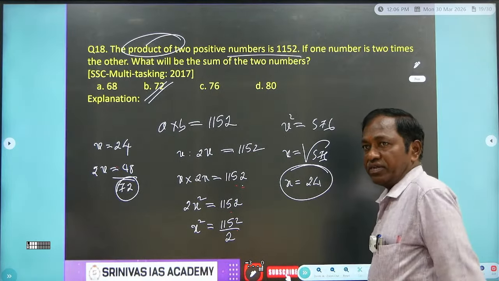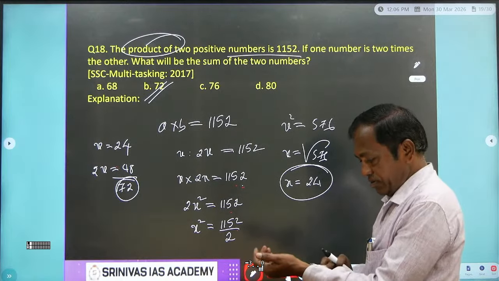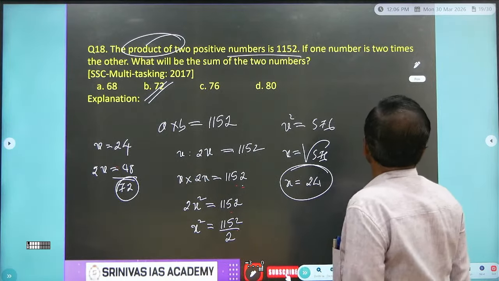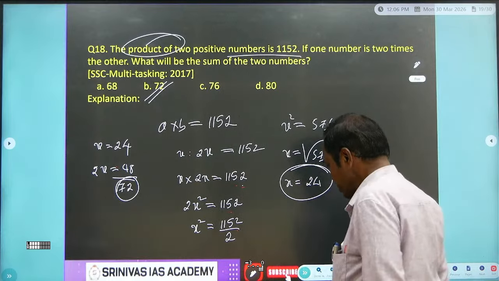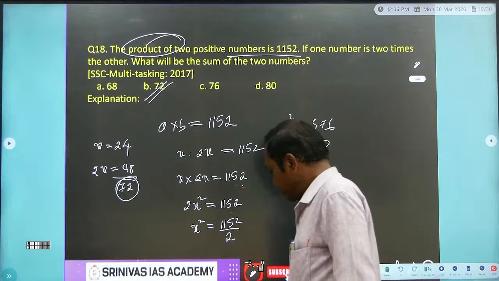Did you get this one? It is running out of time, okay. So we shall close it. We'll see the balance questions tomorrow then. Option 72 is the right one. Yeah, we'll see tomorrow.